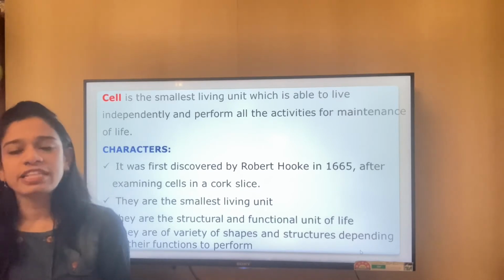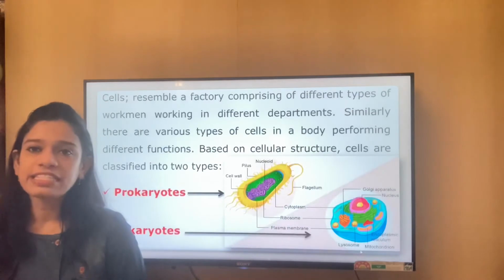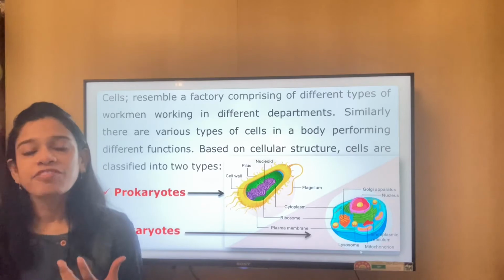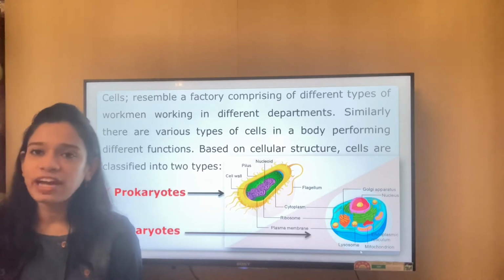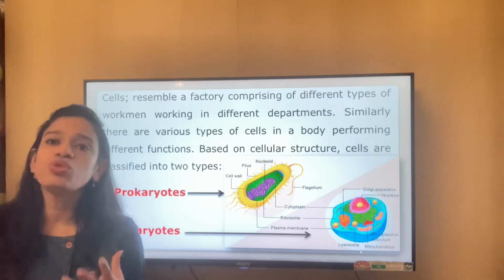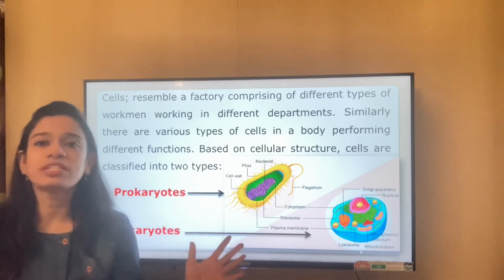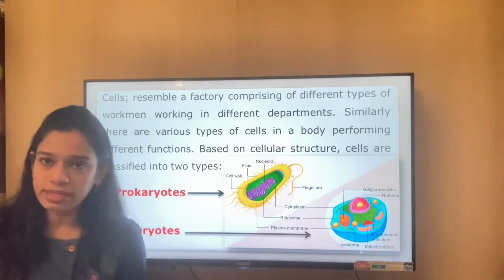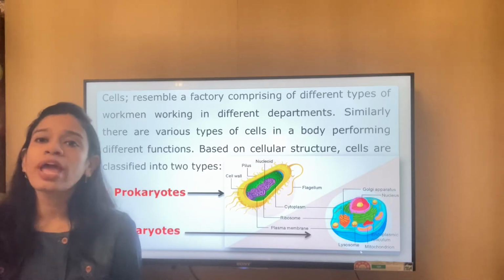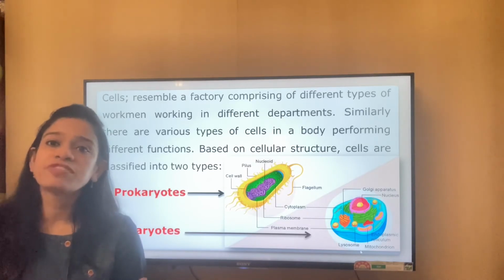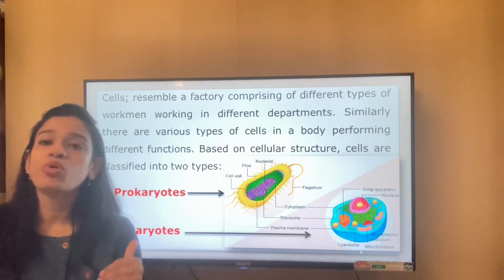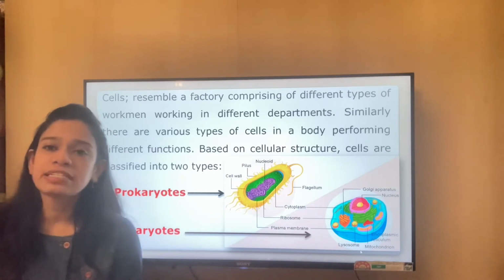After getting to know about the cell, the first thing that comes up is that cells can be divided into two most important types. First is the prokaryotes, or the prokaryotic cell, and the eukaryotes, or the eukaryotic cell. Now the prokaryotes, as the name suggests, are the primitive type of cells, whereas the eukaryotes are more advanced and the more recent type of cell.